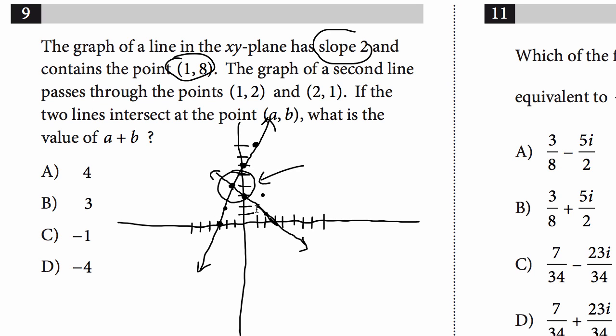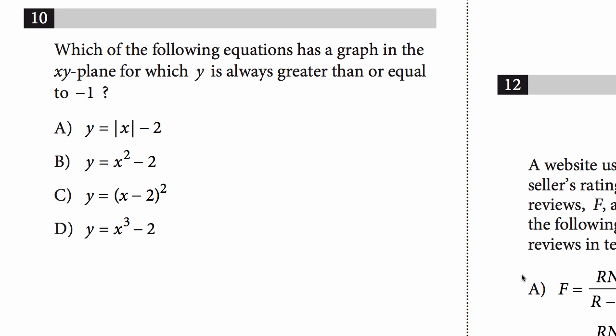What is that point? Well, that point is x equals -1, right? We're just going this way. -1, 1, 2, 3, 4. So (-1, 4). And we add these together: a plus b, -1 plus 4 is 3. You're done. Move on. All right, so number 10 is also a graphing problem.